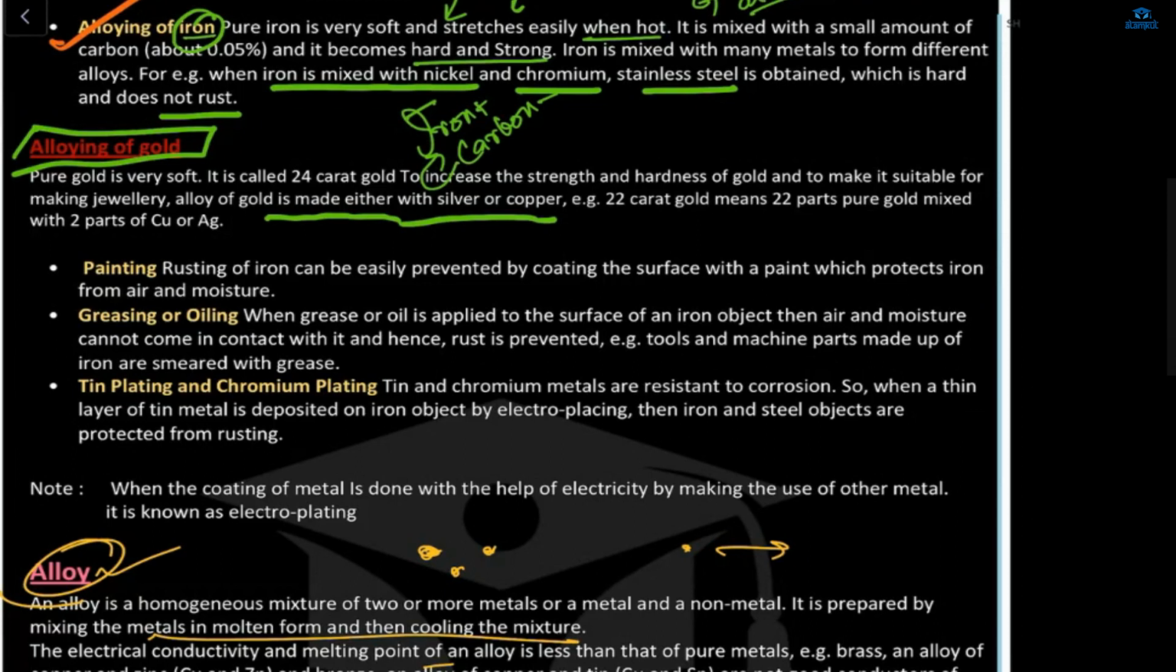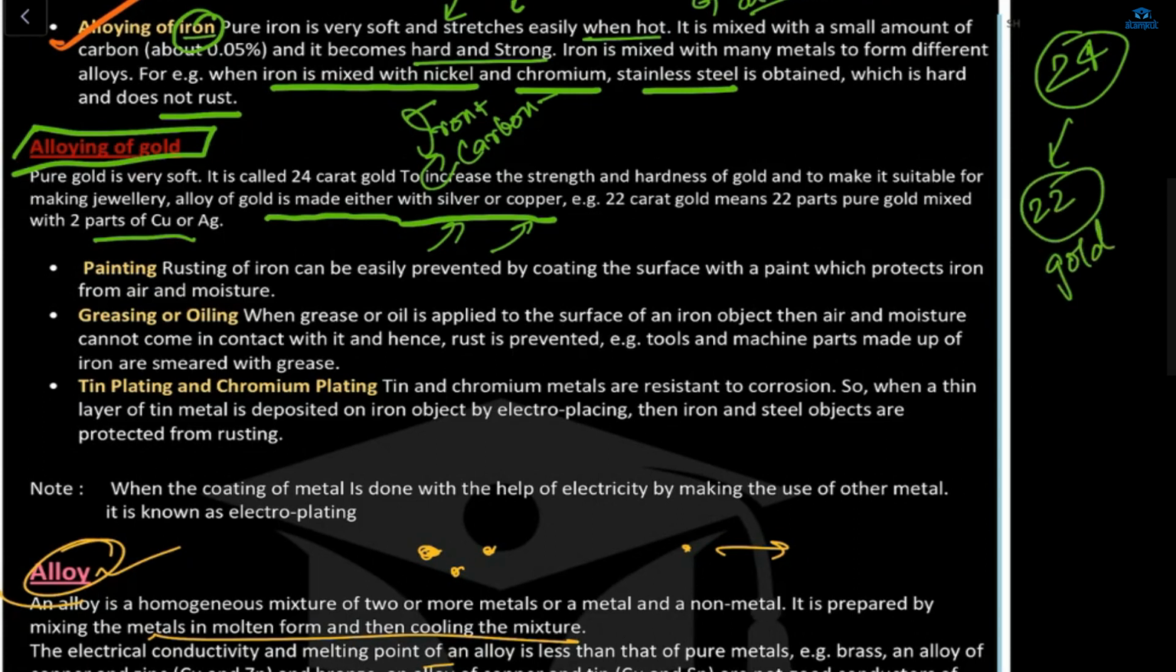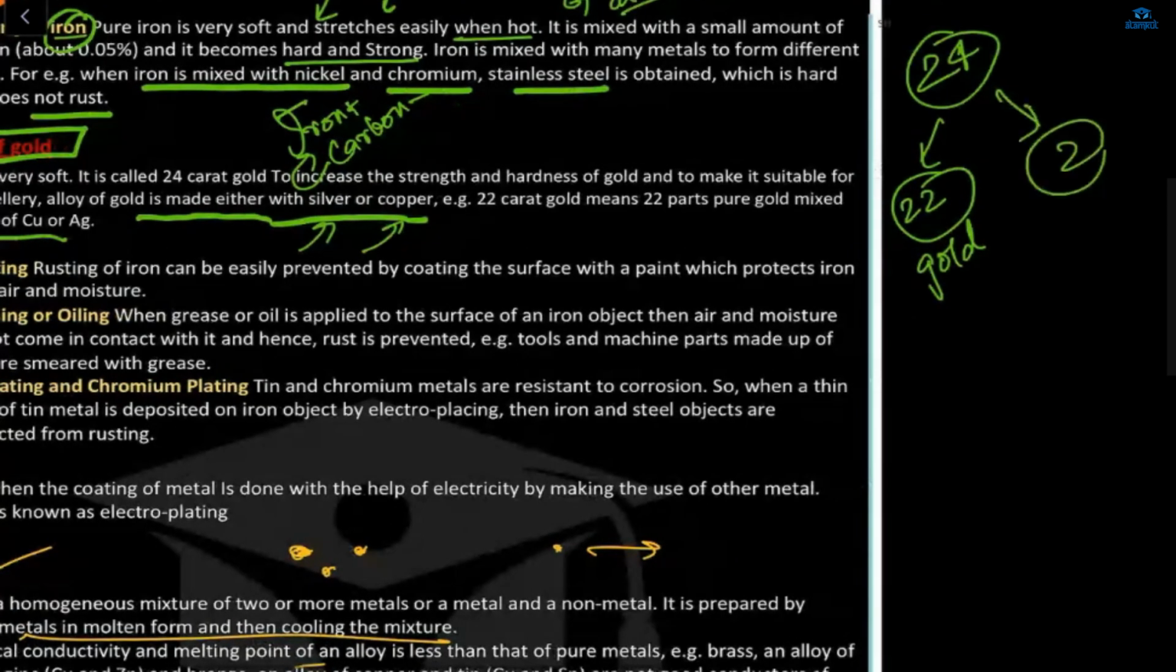But for the process of gold, it is mixed with either silver or copper. So 22 carat gold means 22 parts pure gold mixed with 2 parts of copper or silver, making a total of 24 carat. The 22 carat is pure gold, and the 2 more carat is mixed with silver or copper, which means the whole 24 karat is not gold, it is mixed with several other metals, silver and copper.